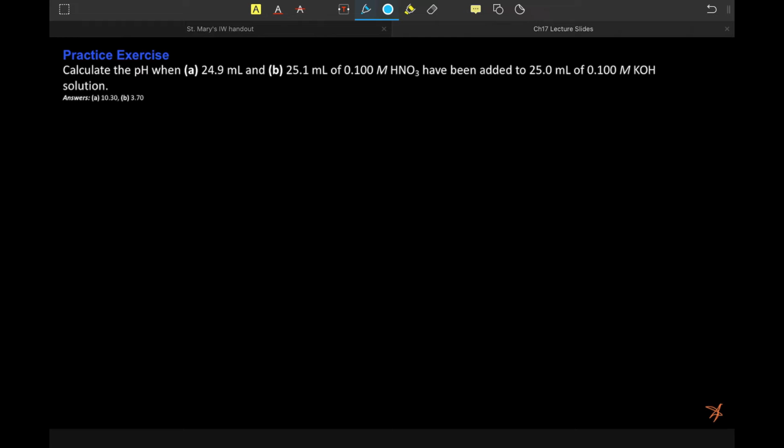Okay, so we're going to do this practice exercise together where we are asked to calculate the pH at this volume and this volume of this having been added to this, which is literally the titration curve we just looked at, right? So let's write a reaction and make sure we're all clear here, right? So we have HNO3 plus KOH gives us this plus this.